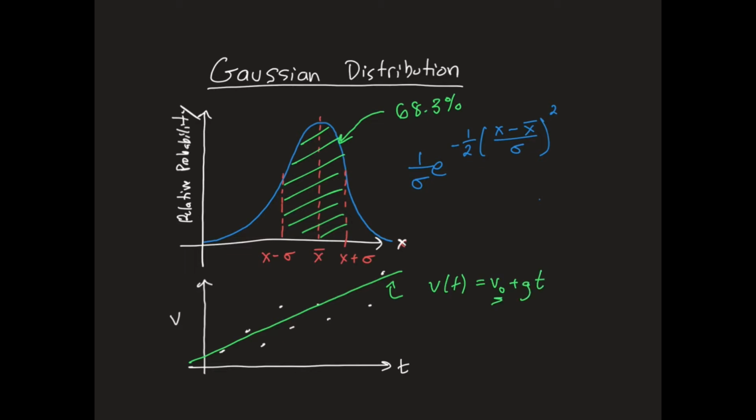So we want to cast this into a form which we can use this for. So we have to be a little careful with the variables. The thing we're measuring here is v, just like the thing we're measuring here is x.